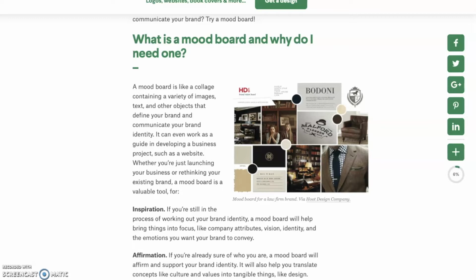Organizing it and turning that inspiration into a cohesive base for a design is also tough. So mood boards are basically physical or digital collages that arrange images, materials, text, colors, any other design elements into a format that's representative of the direction you want to go.